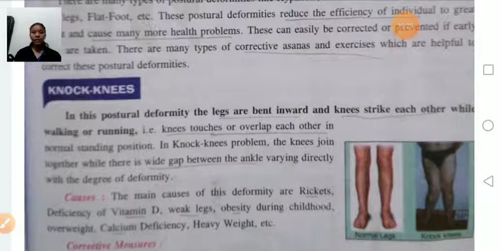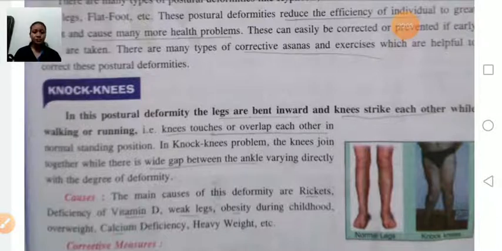Knock knee. In this posture deformity, the legs are bent inward. Legs are bent inwards and the knees strike each other while walking or running. Means in knock knee, when the person walks, runs, etc., his knees touch or overlap each other, or we can see it when he is standing. At the time of standing, his knees touch each other and bend inward. This is known as knock knee.